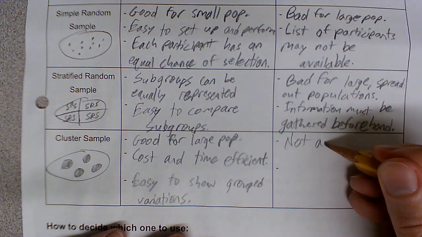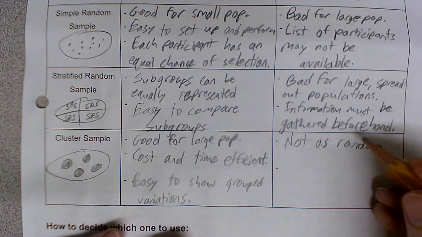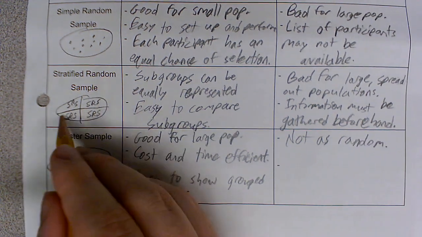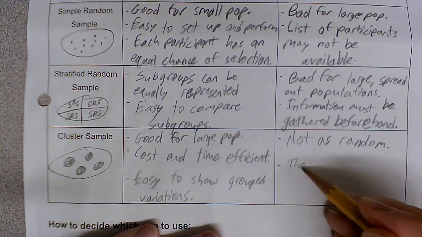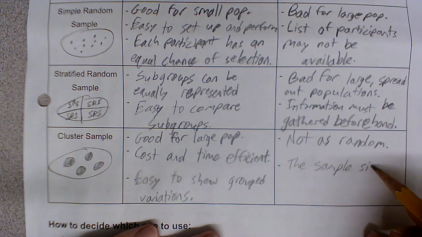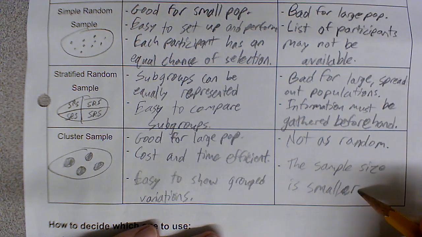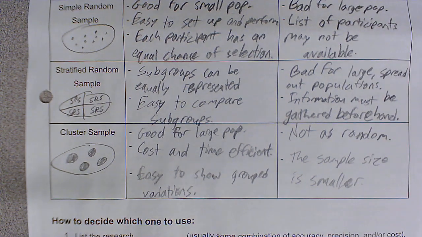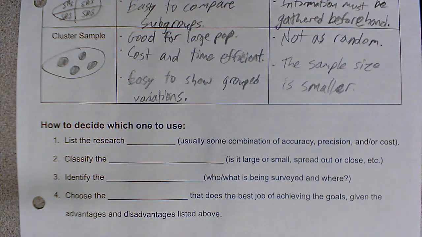It is not as random, because you're surveying everyone within a group, and that's not as random as, say, a stratified random sample where you pick a random number of people from each group. Also, in a cluster sample, usually the sample size is smaller. And this is a double-edged sword. It could be good, it could not be as good, but as a general rule, when the sample size is bigger, you get a more precise result. So the sample size being smaller isn't great when you're looking for precision.